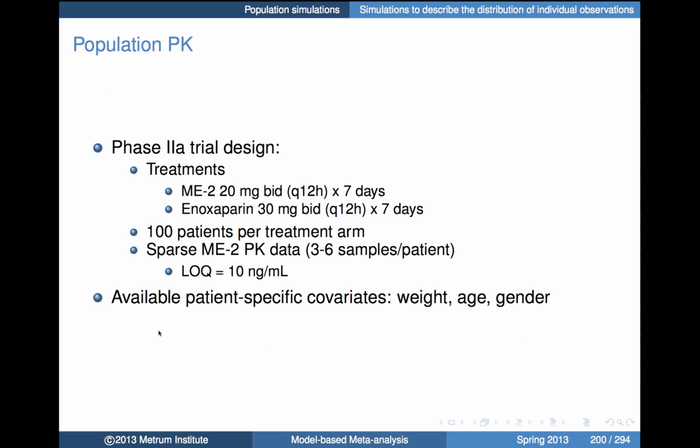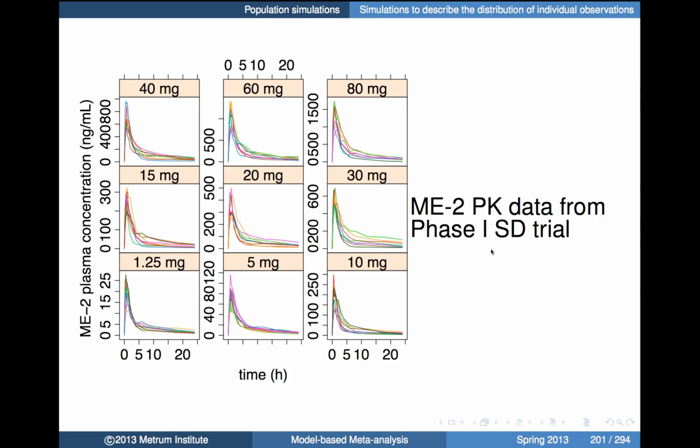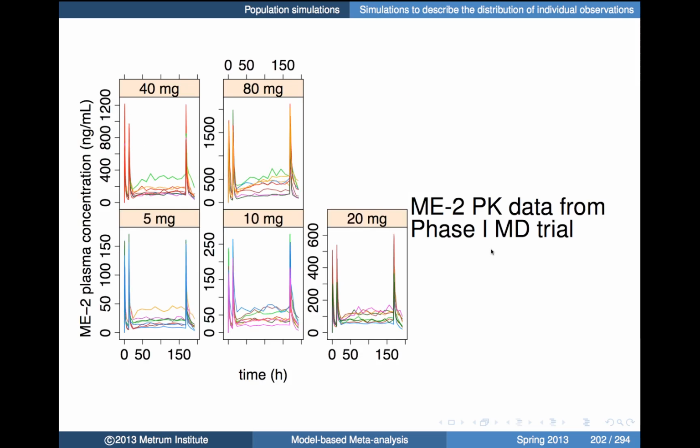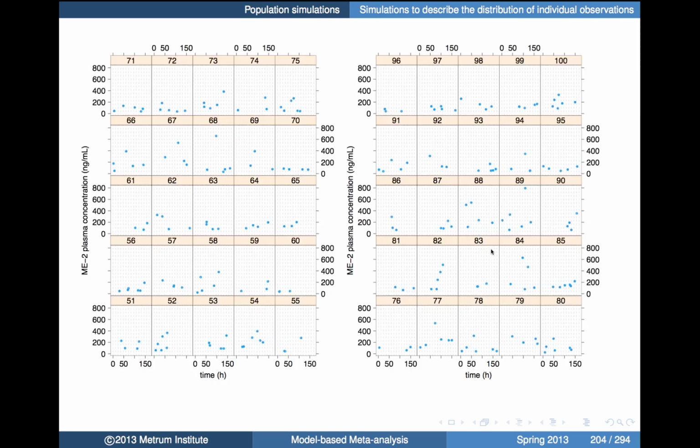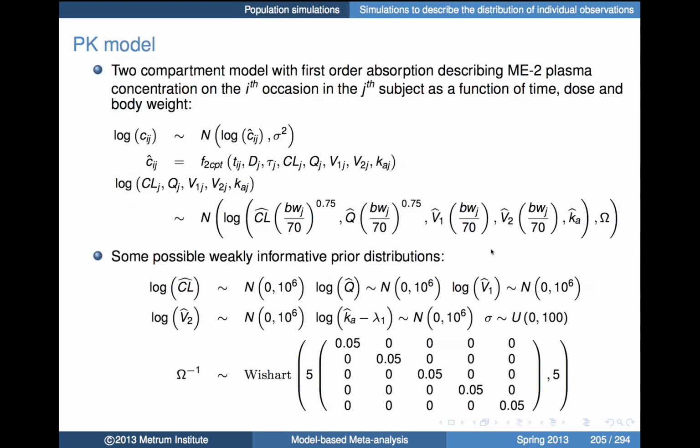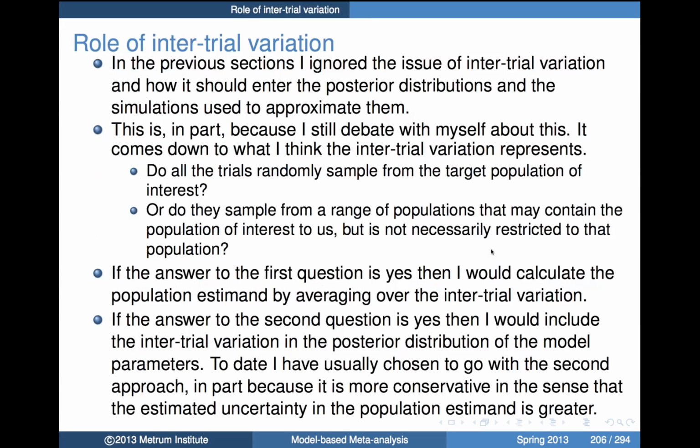And then, sorry, I'm jumping all around. There we go. In a phase 2 design, which was just one particular dose of our drug versus an active control, enoxaparin here, it was just a parallel design comparing those, and as part of it there were some sparse PK samples done. And this is again our phase 1 single dose data. This is our multiple dose data, and this is from the phase 2 trial where we had some sparse sampling. And the PK model was just a pretty straight ahead 2-compartment model.